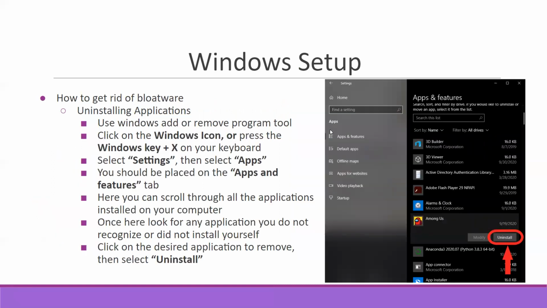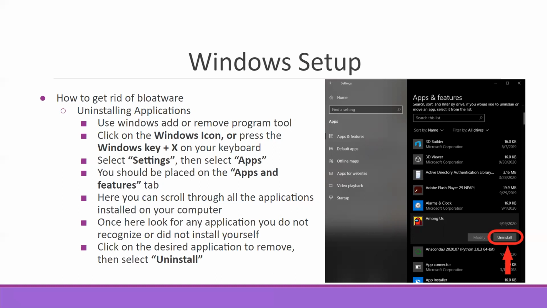For the Windows setup, how to get rid of bloatware, we've got this beautiful graphic right here taken by Hunter Nannen from his own computer. Uninstalling applications, a lot of times I think people struggle to do this because they're not sure how or where the buttons are. I've had this issue before also. You use the Windows Add or Remove Program tool. Sorry about that. Click on the Windows icon or press the Windows key and X on your keyboard. Select Settings and then select Apps. You should be placed on the Apps and Features tab.